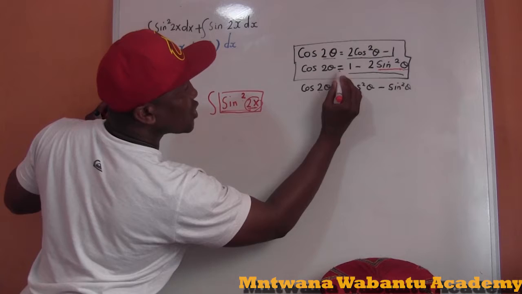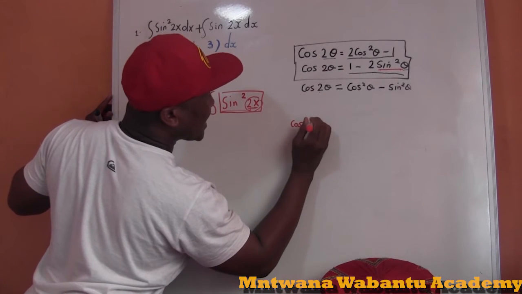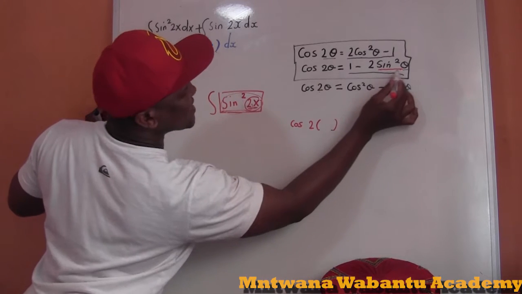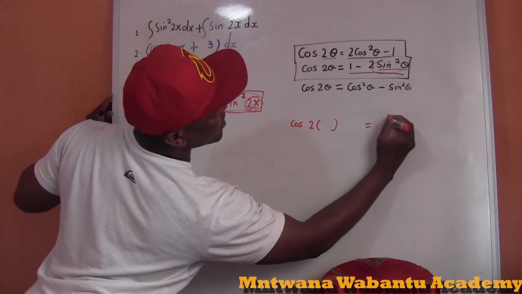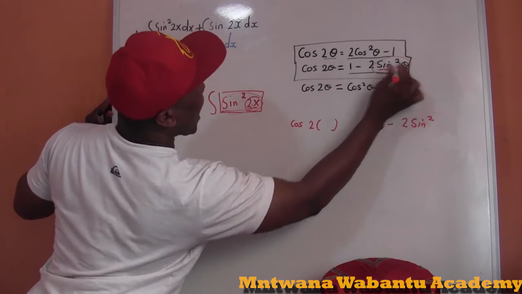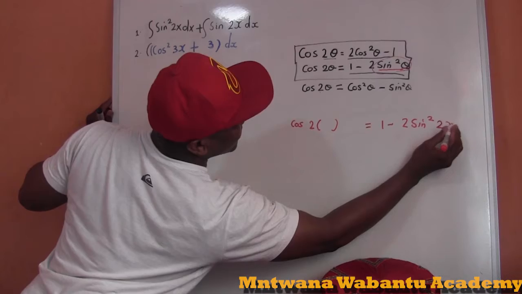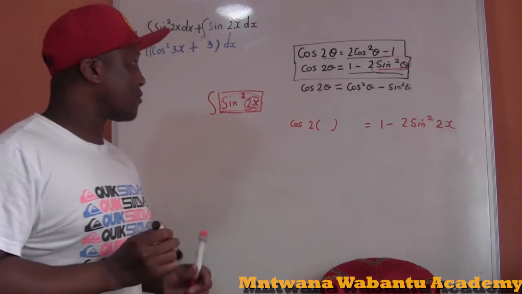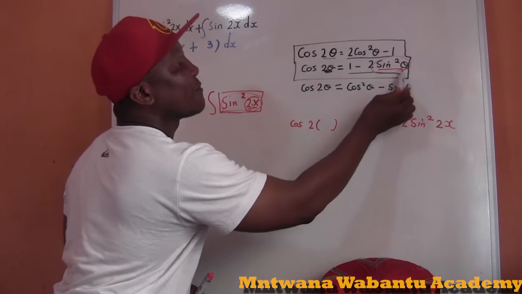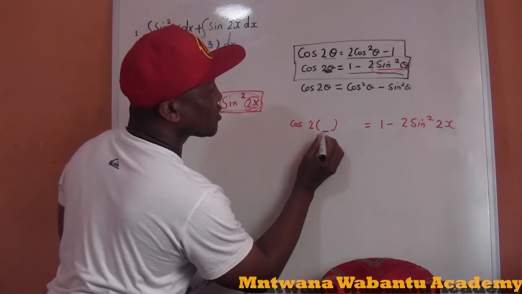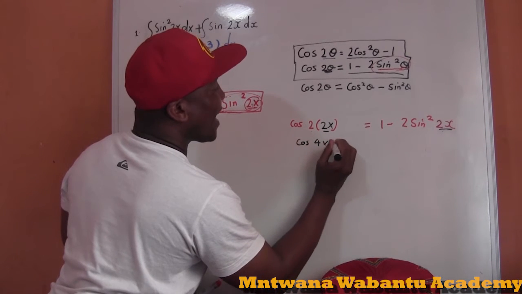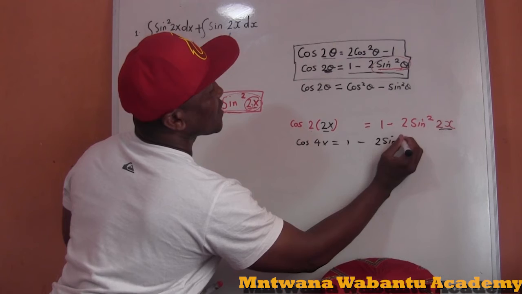So now I'm going to say cos of double the angle. Look here, there's no square. So this is similar to this. Let me start from the right hand side. It's like saying 1 minus 2 sine square, but what is the angle? Our angle is 2x. If you look very carefully, if this angle is theta, this must be 2 theta. If this angle is x, this must be 2 times whichever angle is here. So 2 times the angle is going to be 2x. So cos 4x equals 1 minus 2 sine square 2x.